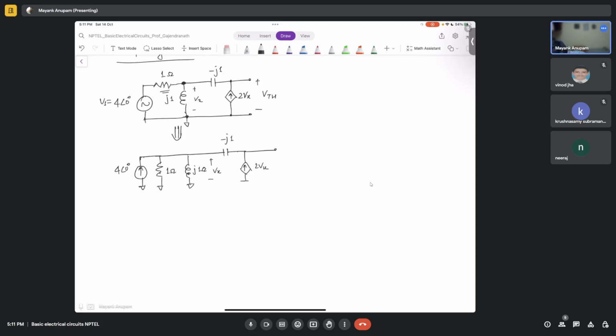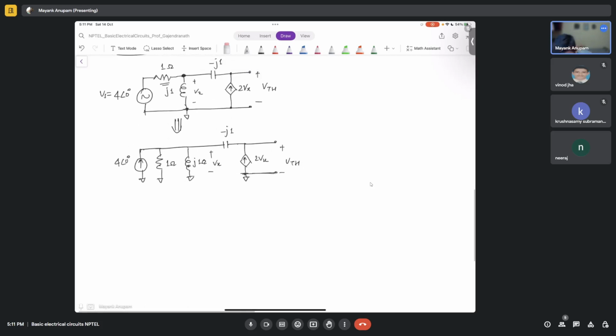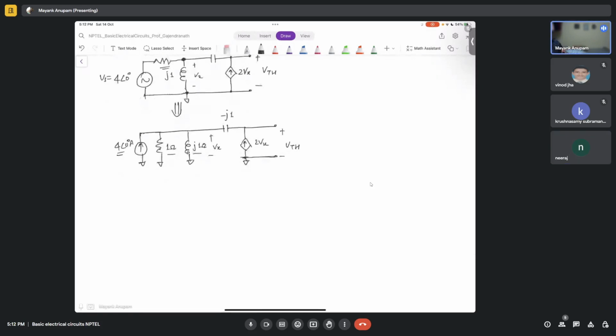You want to find out this voltage Vth. See, this whole thing becomes equal to how much? Simple, 1 plus j. Oh sorry, this is a parallel combination of two resistors, right? The equivalent impedance becomes 1j divided by 1 plus j. And this is multiplied by this 4, sorry, 4 amperes. 4 amperes, and this is the situation.